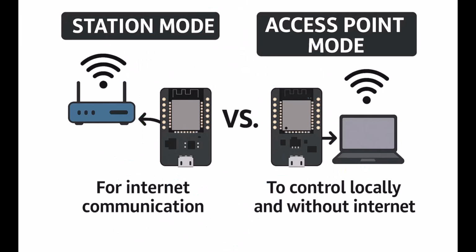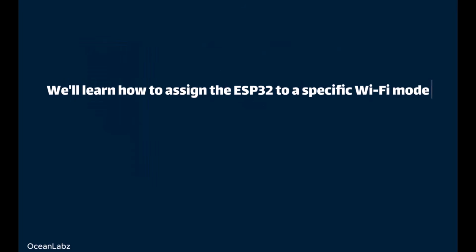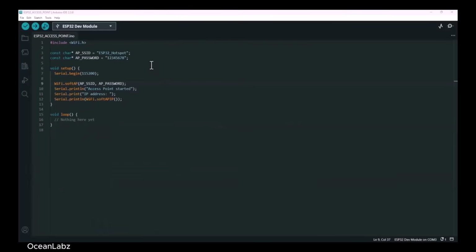So think of station mode when you want internet communication, and access point mode when you're doing local control without needing internet. In this section, we'll learn how to assign the ESP32 to a specific Wi-Fi mode. Instead of having the ESP32 connect to a Wi-Fi network, like we did earlier in station mode, we're going to make it create its own Wi-Fi network. Kind of like a mini router, right?